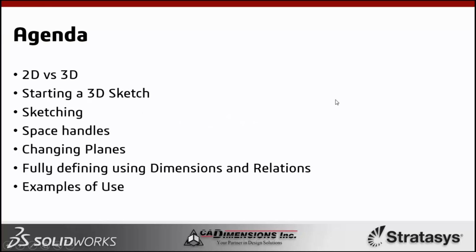So the agenda today is, I want to go over all the ins and outs. What is 2D sketching versus 3D sketching? I know some of you probably are already using 3D sketching in some cases, but maybe breaking it down a little further. How to start a 3D sketch, the actual process of sketching, introduce you to the space handles and how to change planes. And then the majority of the time is going to be spent talking about fully defining 3D sketches using dimensions and relations. Then I have 4 or 5 examples of where you might use 3D sketches. So that's where we're going to get started today.